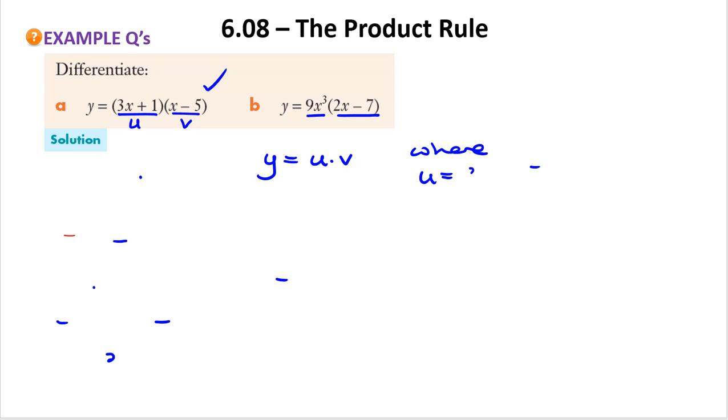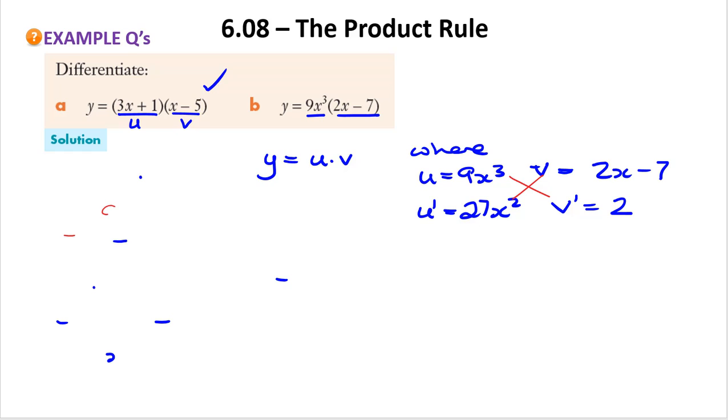I'm going to call the 9x cubed our u, and we're going to do our u dash. 3 times 9 is 27x squared. We're going to use this one as our v, so v equals 2x minus 7, and v dash equals the derivative of this expression, which is 2. And if you like to think of this cross method, where we're going to multiply this with this and this with this, that can be a good way to think of it.